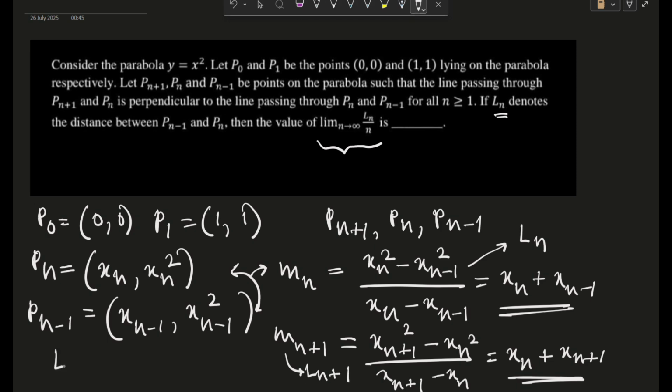So what we can tell is that m of ln into m of L n plus 1 will be equal to minus 1. Why? Because their slopes are perpendicular. Okay guys, I guess I have no space here, so I will change the page and continue.